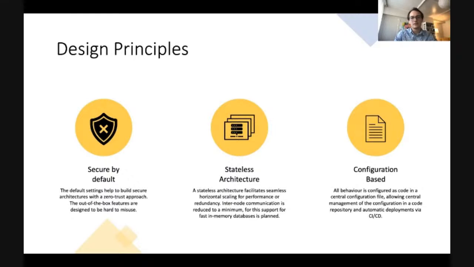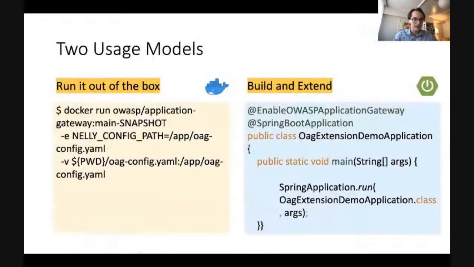So those are those three design principles that, in my opinion, are the foundations of how we try to design this gateway. If you want to use the gateway, there are two main models. First, you can run it out of the box. There's a binary or a Docker image. And then you just have to write your configuration file. And if you use a Docker container, mount it, and it will start up.